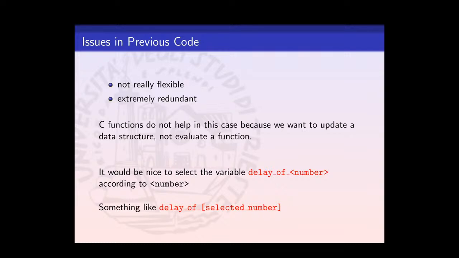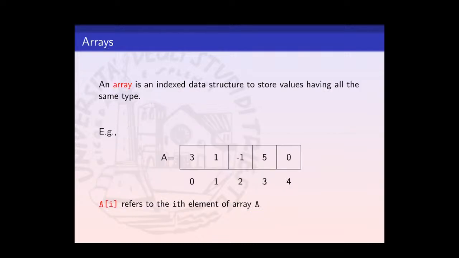So to say, we want a more structured data structure, which allows us to, in some sense, have a parameter telling us we want the delay, but we want the delay of that number. Okay? And this is actually provided by what is known as arrays.